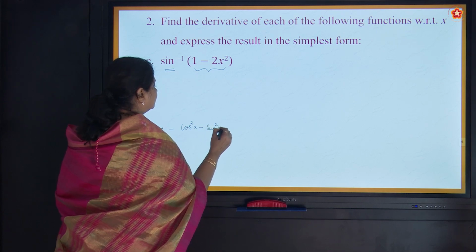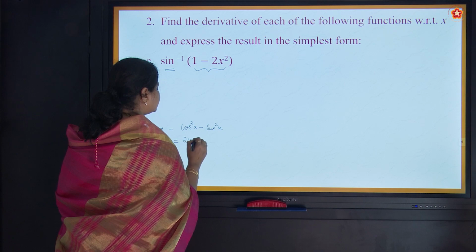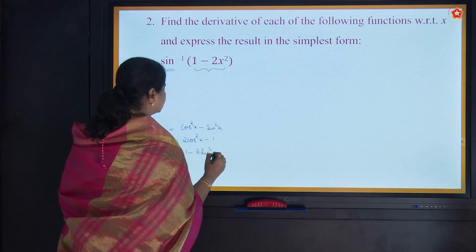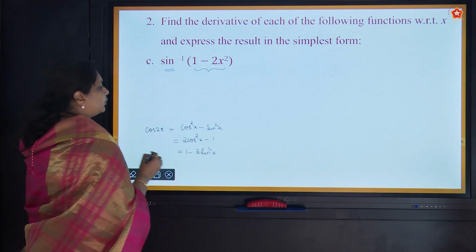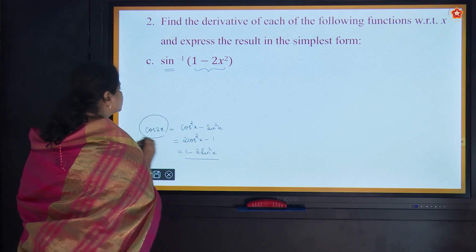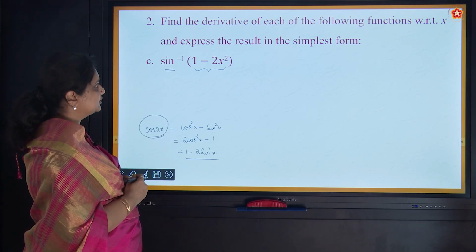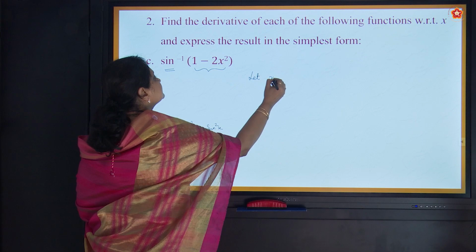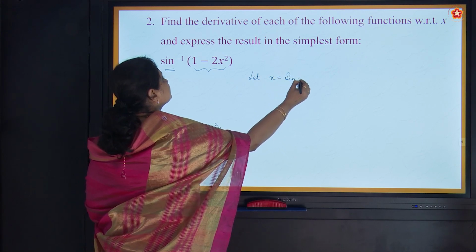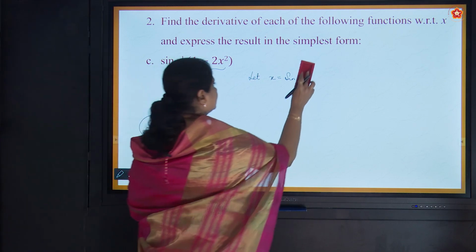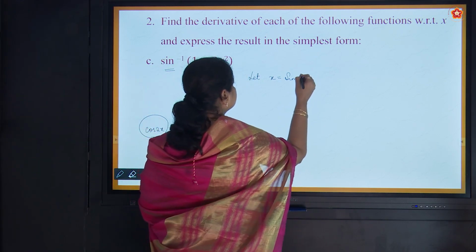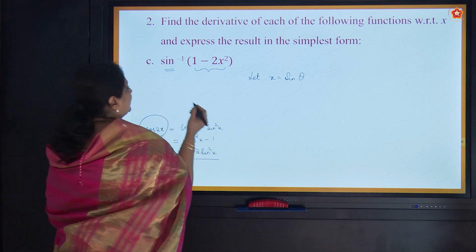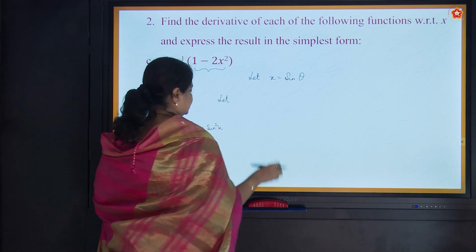It is equal to 2 cos square x minus 1, or 1 minus 2 sine square x. Okay? Now, 1 minus 2 sine square x is nothing but cos 2x. Right? So, can we use that here? Let's see. We'll take it as sine theta because we need to take another variable there. Let's say that x is equal to sine theta. Why am I doing that? You will soon understand.